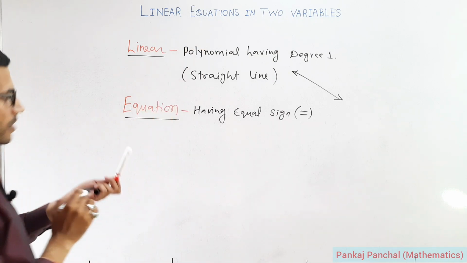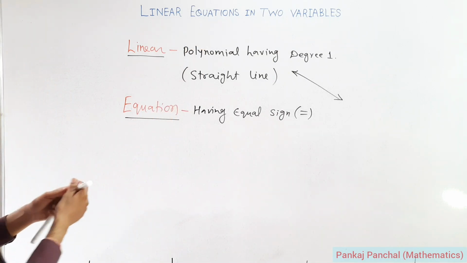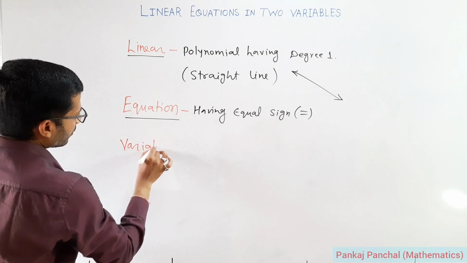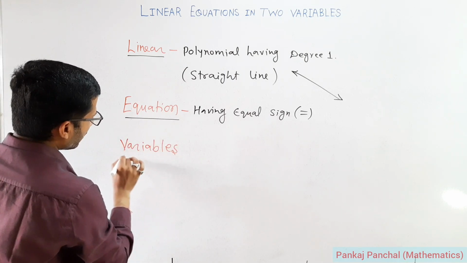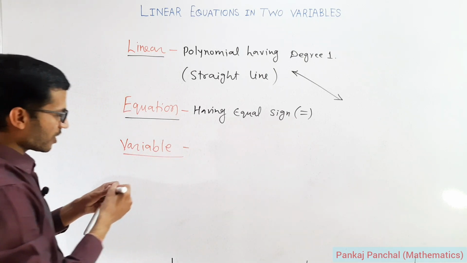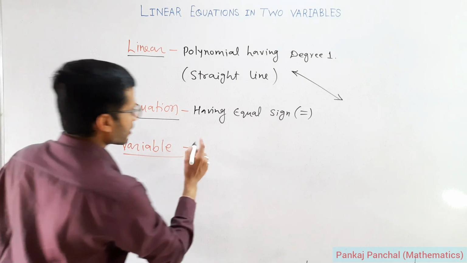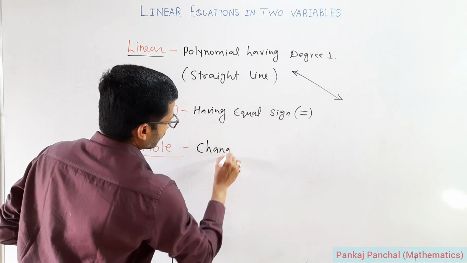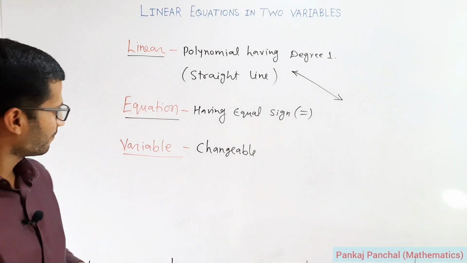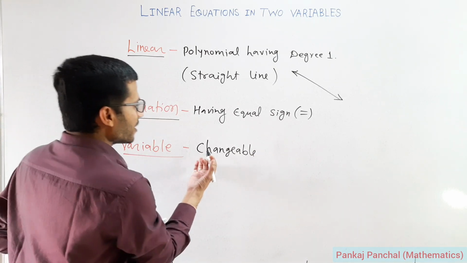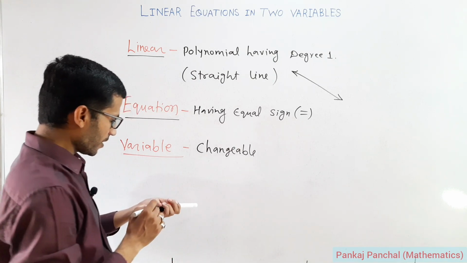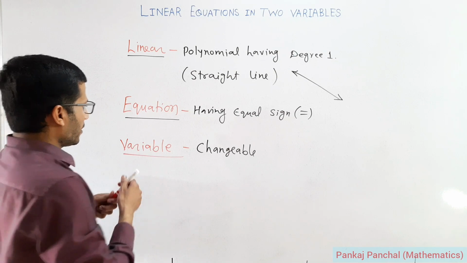Now the third word, that is the two variables. So variable, it means changeable. Changeable, having capacity to change, means it holds values of other numbers. So it is the variable.